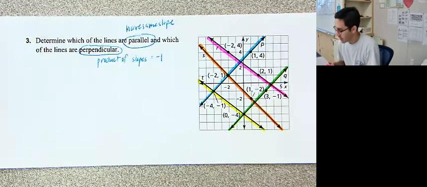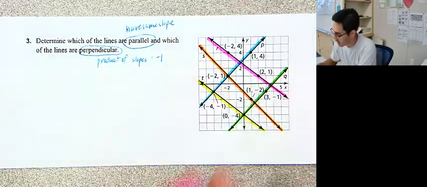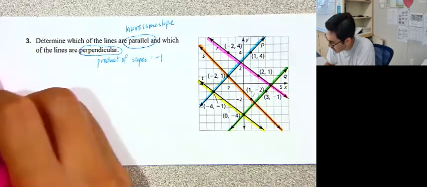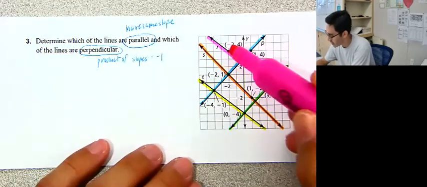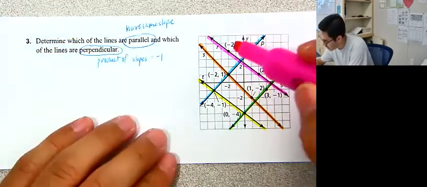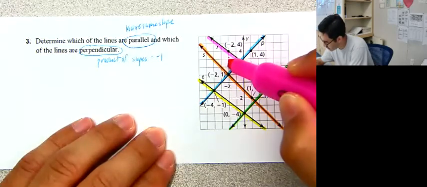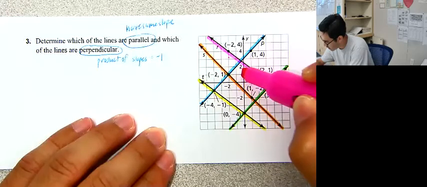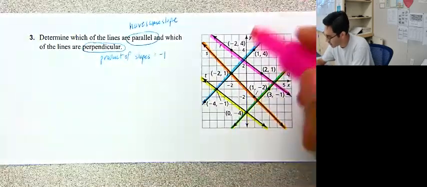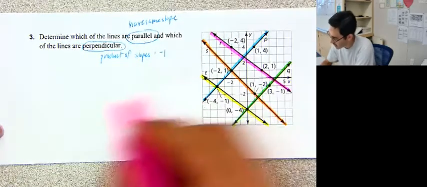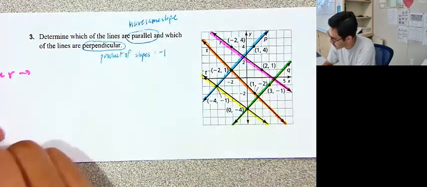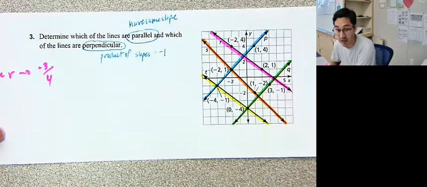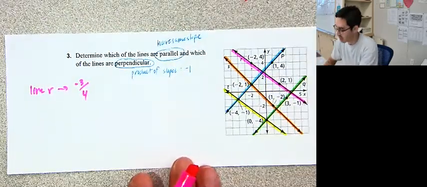All right, so let's go ahead and start with line R. This is the pink line. Because we have points on the line, we can count the rise and the run. I need to go down 1, 2, 3, and over 1, 2, 3, 4. So that was down 3 and forward 4. So line R has a slope of -3/4. Sorry, let me adjust the camera there.